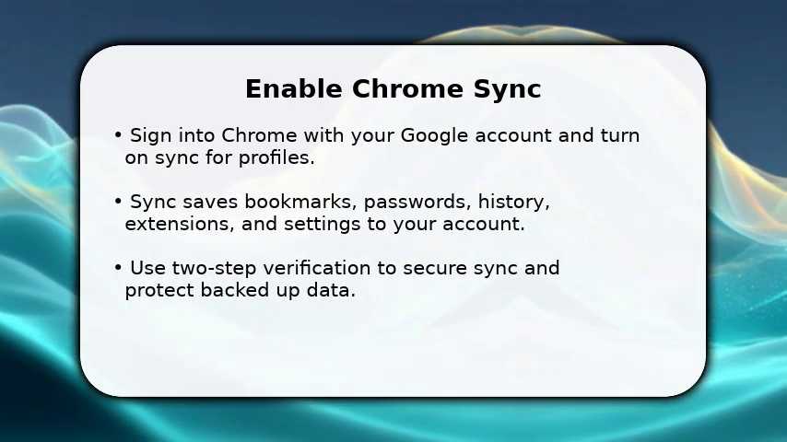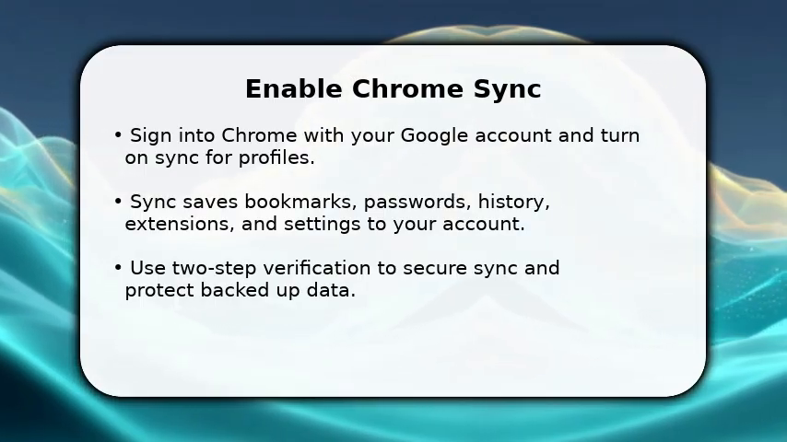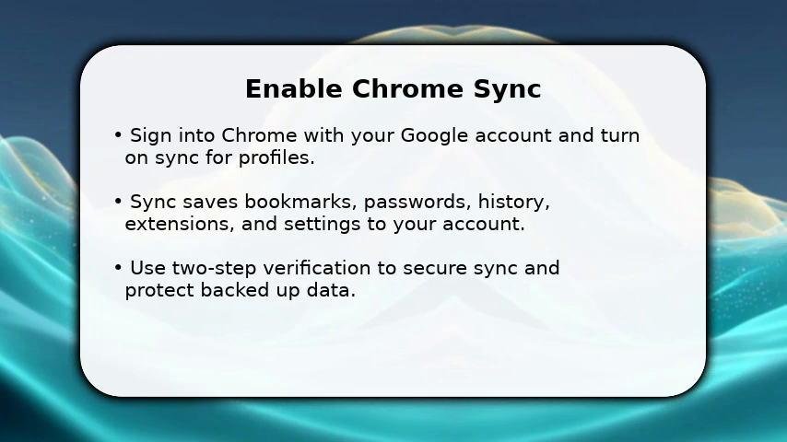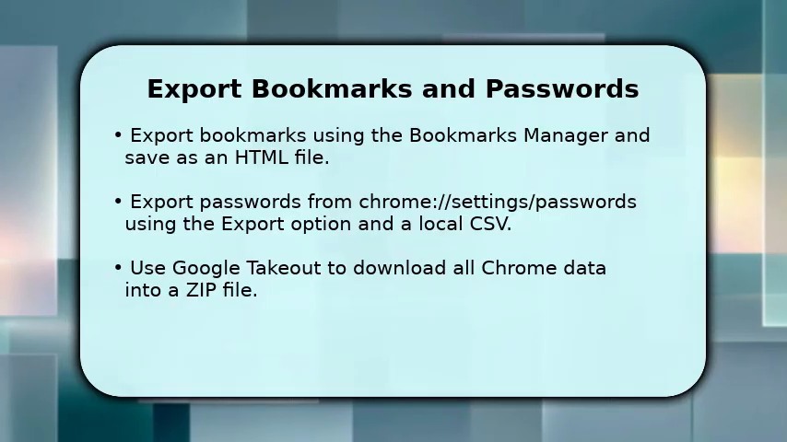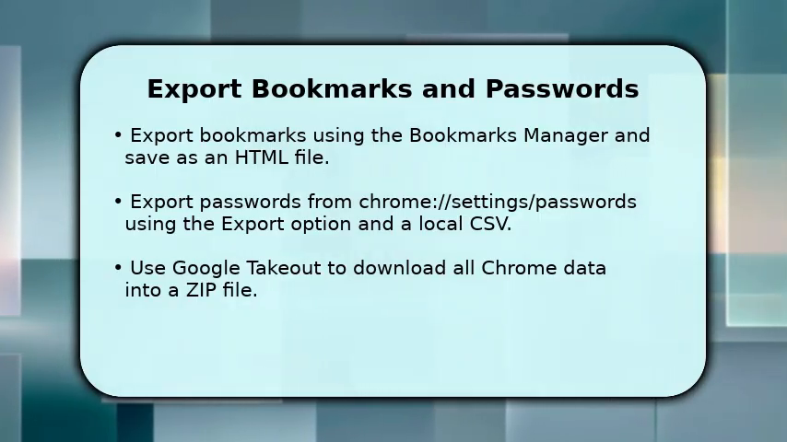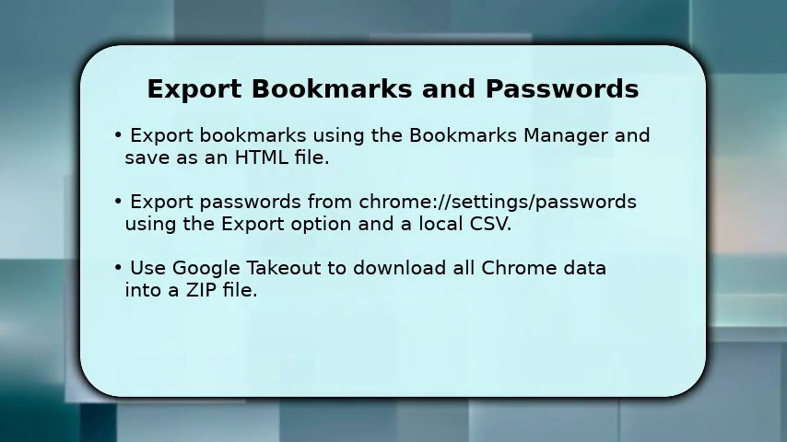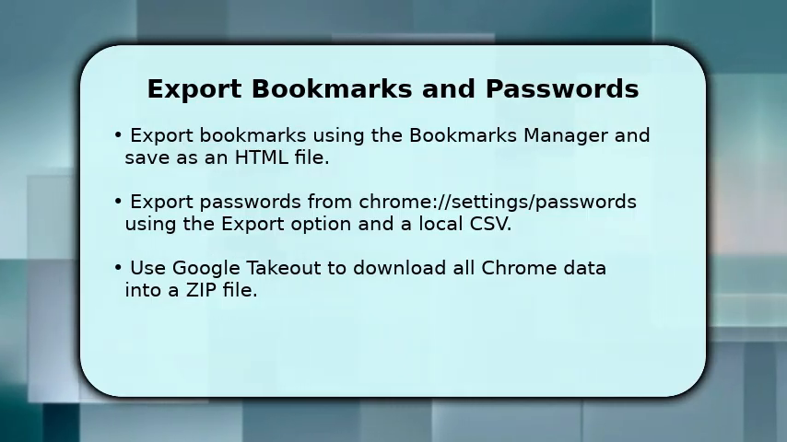Turn on two-step verification on your Google account to protect synced data from unauthorized access. Open the Bookmarks Manager from the menu to export bookmarks as an HTML file. Choose the three-dot menu, then Export Bookmarks and save the file to a backup folder like Documents.